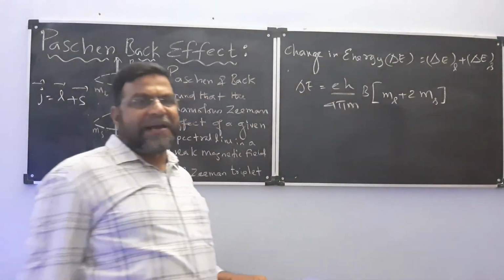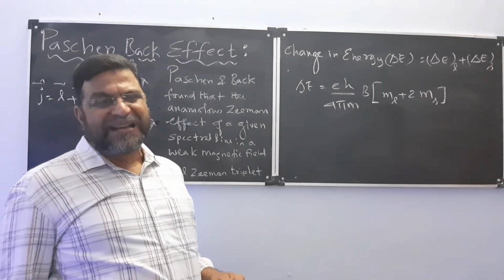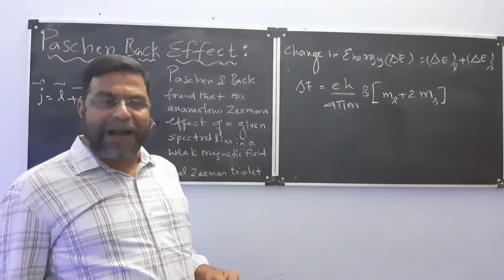You may have a doubt, why sir you are writing 2 times m of S? Spin is of 2 types, clockwise spin and anti-clockwise spin.